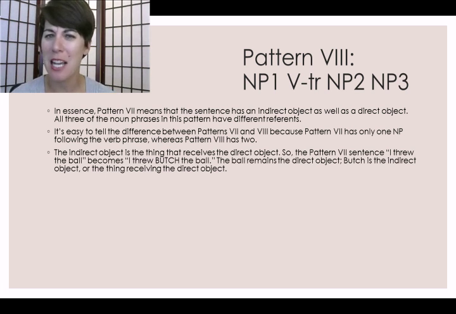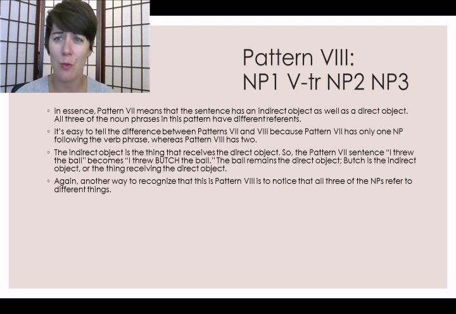What's the indirect object, you might be asking? Of course, it's the thing that receives the direct object, as it were. So the pattern 7 sentence, I threw the ball, becomes I threw Butch the ball. The ball is still the direct object, yeah? The ball is still the thing being thrown or receiving the action of the verb. But Butch is the indirect object, the thing receiving the direct object.